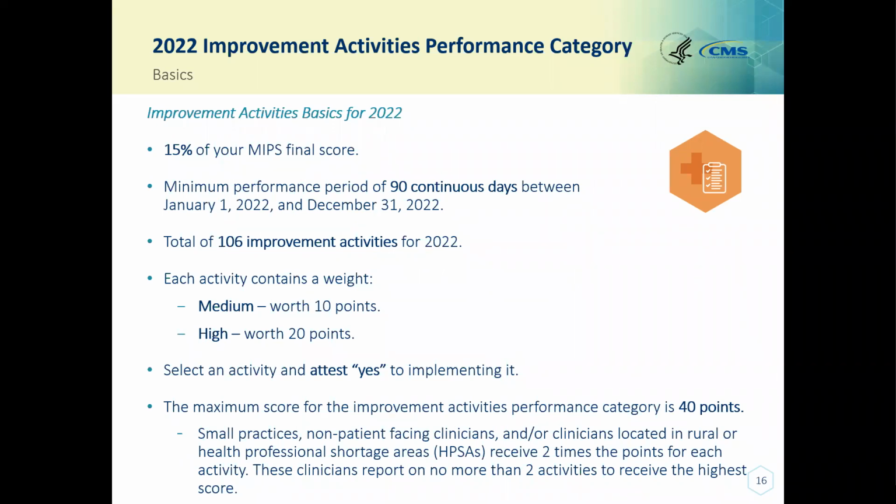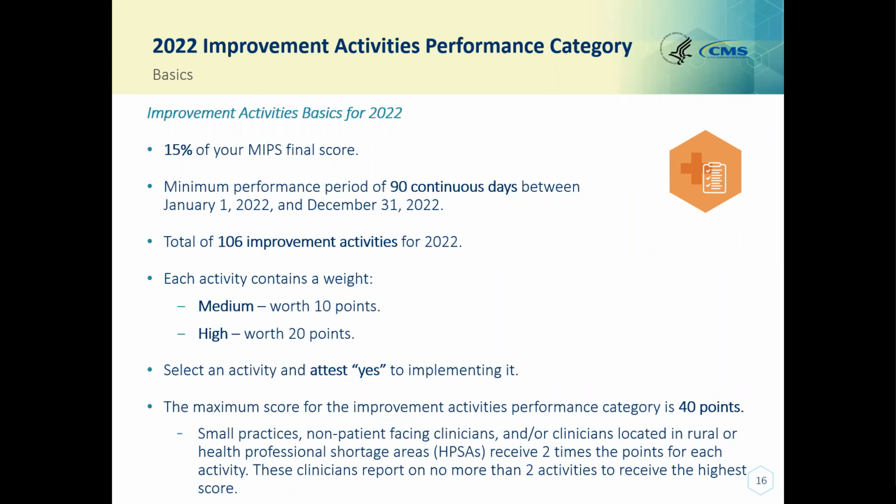So for the reporting basics, they have not changed for 2022. The improvement activities performance category is worth 50%, as Katie said earlier, of the MIPS final score. The performance period is a consecutive 90-day reporting period. If you're reporting as a group, that would mean 50% of your group must complete and attest to the same IA for 90 days within the performance year.